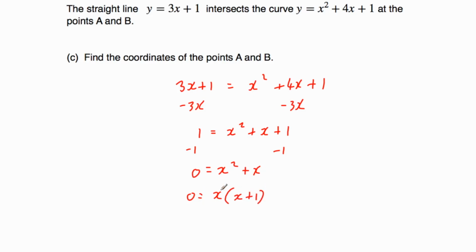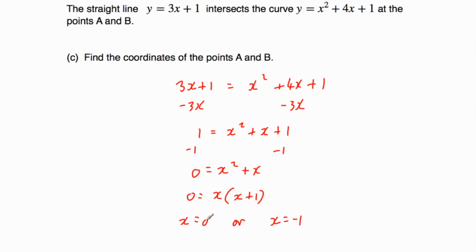Now for this to be equal to 0, either x is going to be 0 or x plus 1 is equal to 0. So that means either x equals 0 or, if x plus 1 is equal to 0, x would be equal to negative 1, because negative 1 plus 1 is 0. So either x is equal to 0 or x is equal to negative 1. So we've got our x coordinates, so we now just need to find our y coordinates.